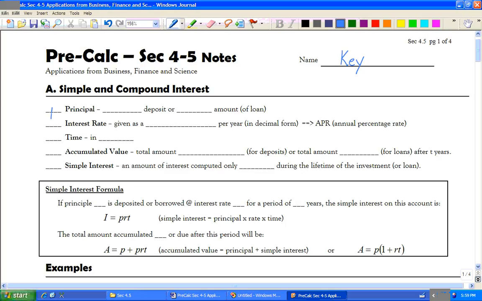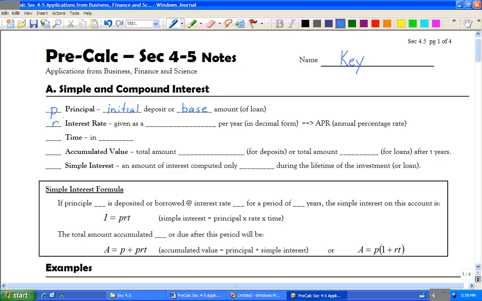So lowercase p stands for principal, and it's the initial amount of deposit if you have a savings account or an investment, or it's the base amount of a loan. So it can be applied in both situations.